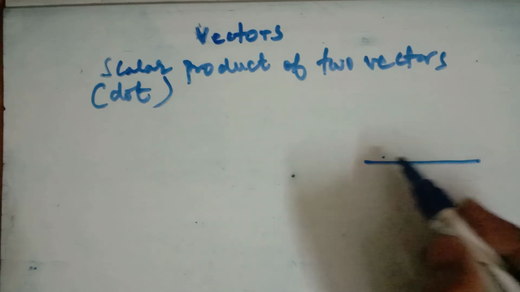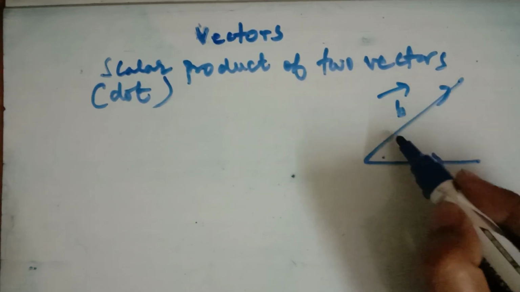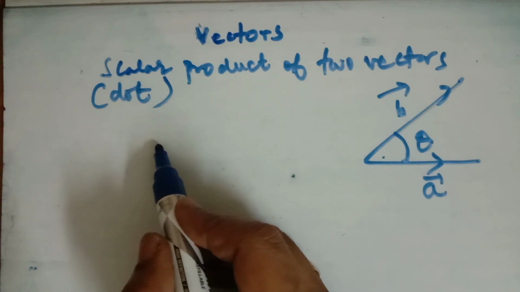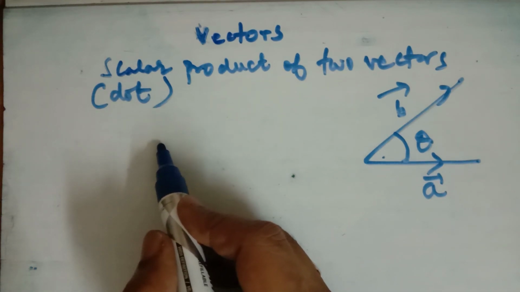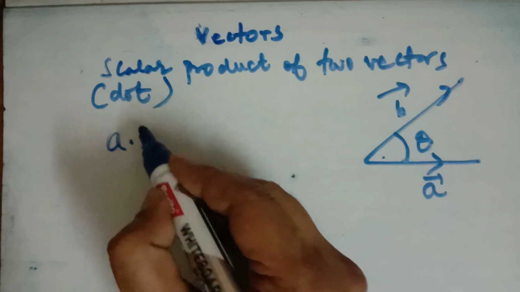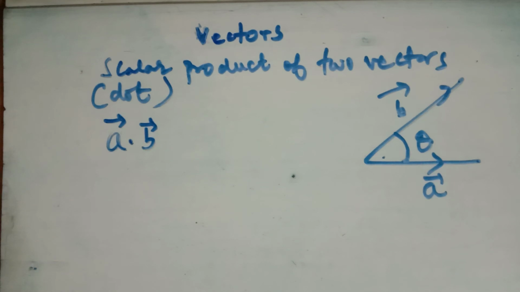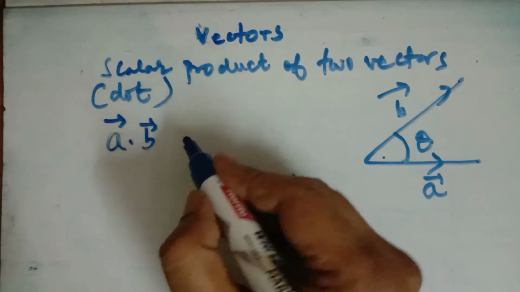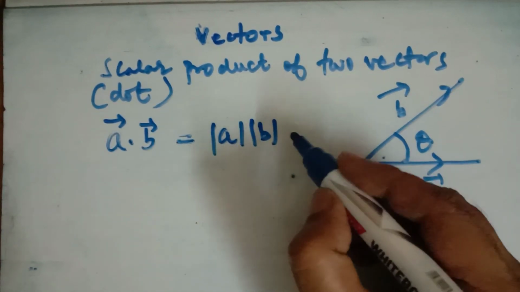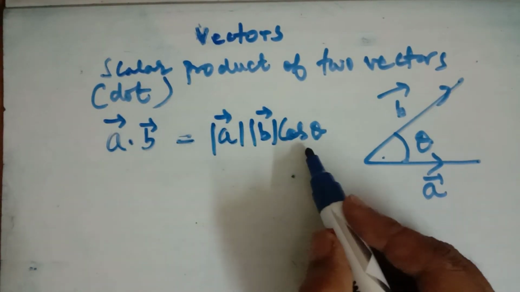Let us take two vectors a and b. This is the vector a and this is the vector b, and this is the angle between the two vectors. So the scalar product of two non-zero vectors, meaning a and b should be non-zero, is denoted by a dot b, and it is defined as modulus of a into modulus of b into cos theta.